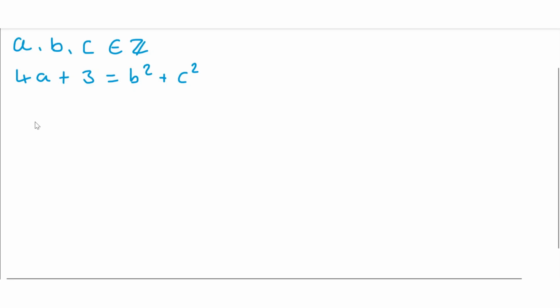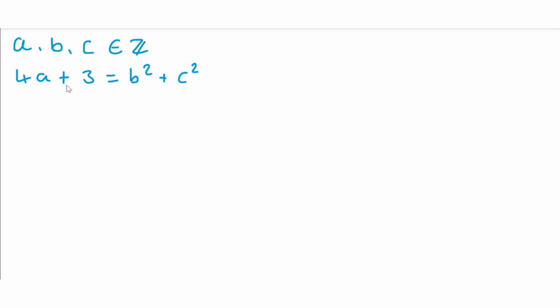We're going to look for solutions to the equation 4a plus 3 is equal to b squared plus c squared, where a, b and c are integers. So the first thing to notice is that the left hand side, no matter what a is, is odd. That's because 4a is even, plus 3 is always going to be an odd number. And then what we're going to do is consider different cases of values of b and c and look for solutions in these various regions.